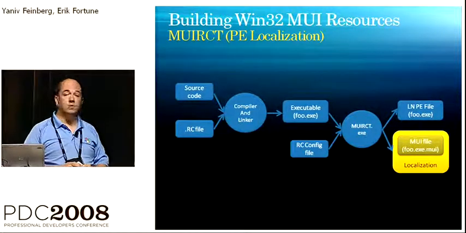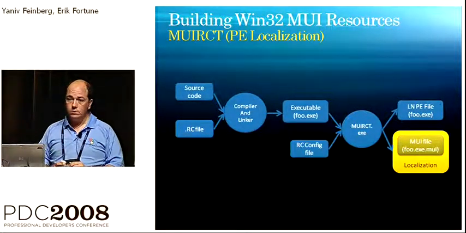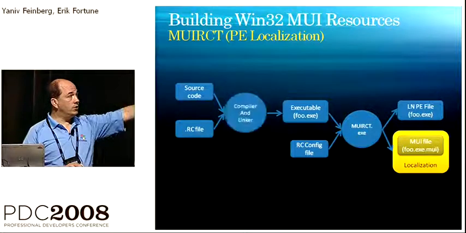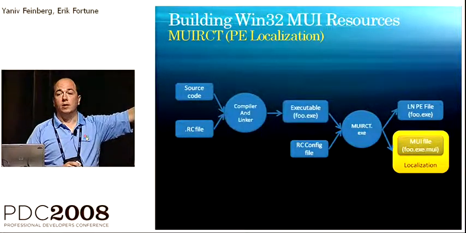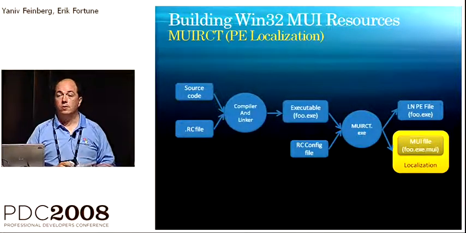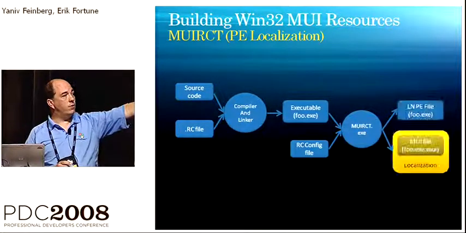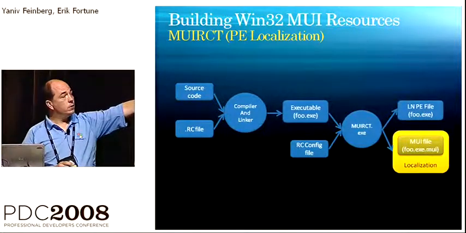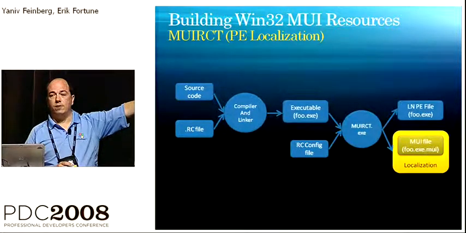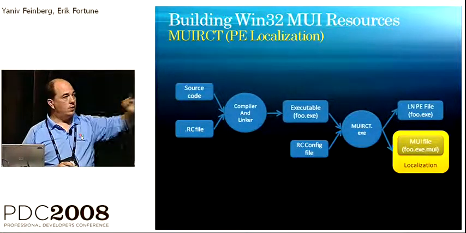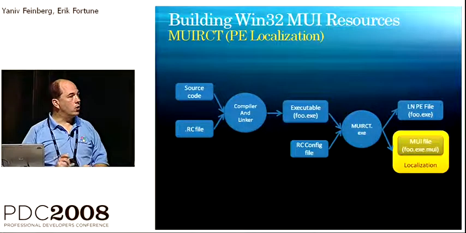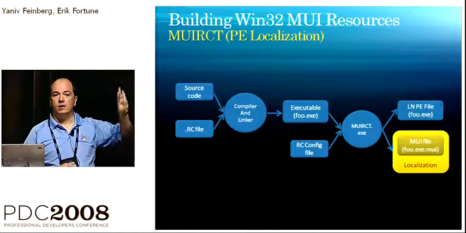And then finally, the last, the lowest touch way to do this is to do a complete post-build process using the MUI RCT tool. The way that works is you build an executable just like you do today. That's not split. So all of the resources are in the executable. And then in some post-build process, I pick up the RC config file. I run this tool, MUI RCT, which splits that file into a language neutral and a satellite file. And then I just localize that satellite file for every language, just as I did in the first process.